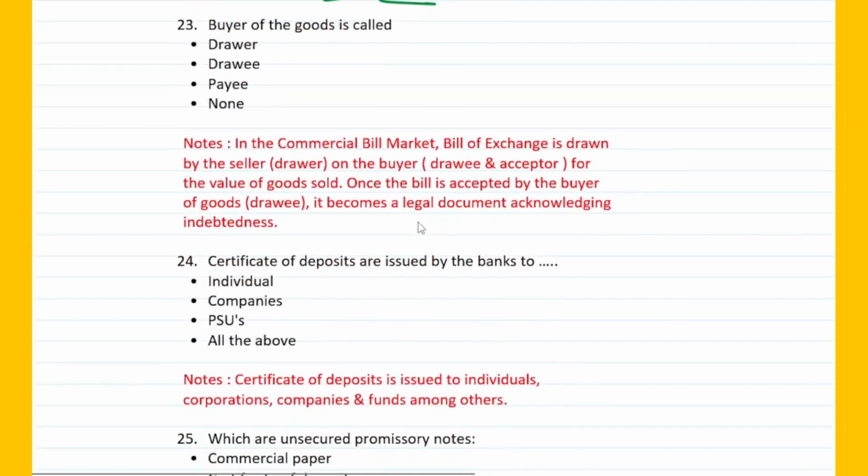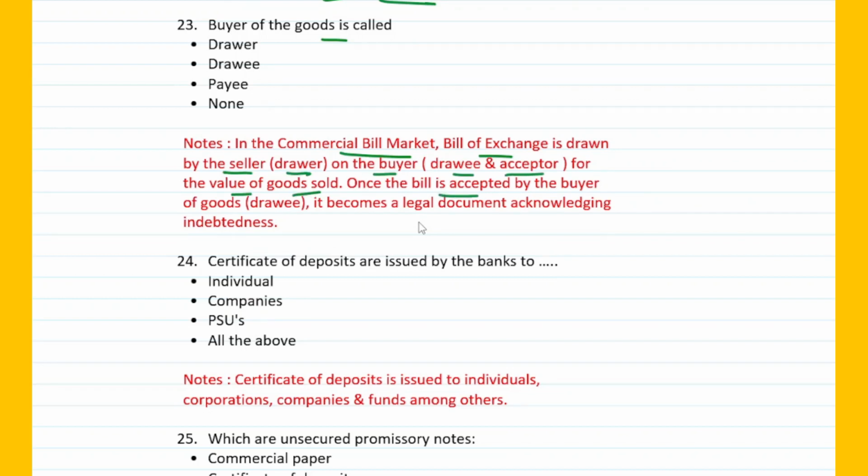Okay, now the next question is, buyer of the goods is called as a drawer, drawee, payee, or none. Before answering this question, let's read these notes. These notes are directly from your book. When you talk about the commercial bill market, bill of exchange is drawn by the seller. So in commercial bill market, the bill of exchange is drawn by the seller, who is called a drawer, on the buyer, who is called a drawee and acceptor, for the value of goods sold, right?